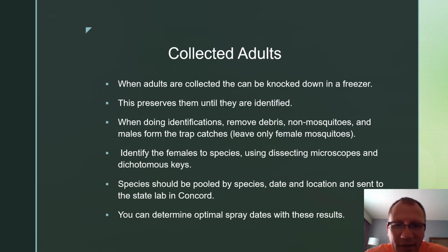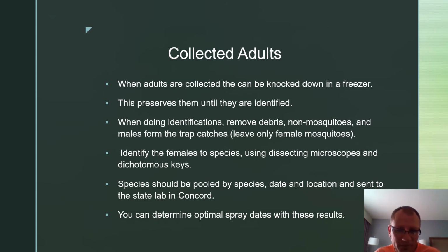Looking at collected adults, when adults are collected, they can be knocked down in a freezer. This preserves them until they are identified. When doing identifications, remove debris, non-mosquitoes, and males from the trap catches so you leave only female mosquitoes. Identify the mosquitoes as species using dissecting microscopes and dichotomous keys.